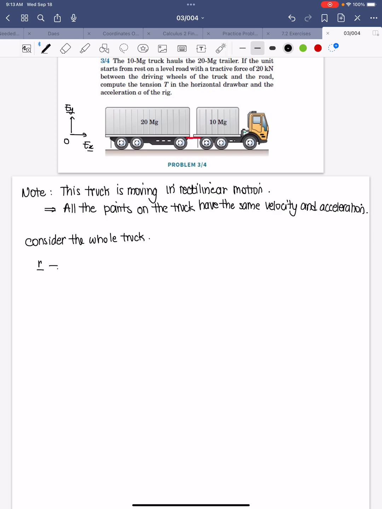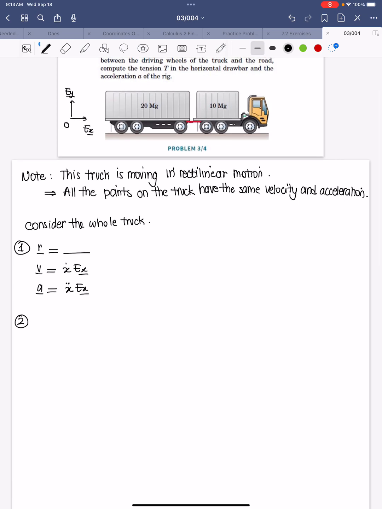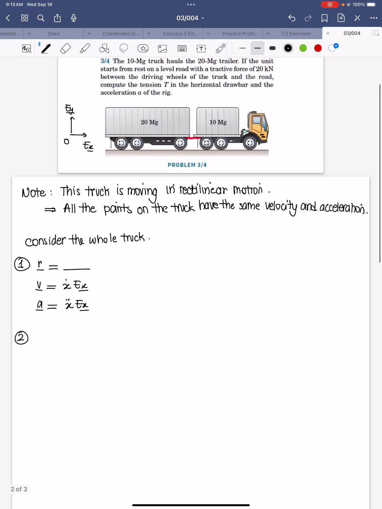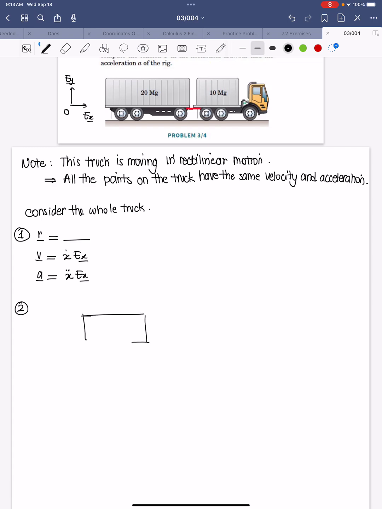We have R, well, I'm not sure, R depends on the point, but V is x dot ex, and a is x double dot ex. Okay, so this is the position, velocity, and acceleration. This is step 1. Step 2, we want to draw the free body diagram of the truck. I'm gonna draw the truck as a truck, not as a particle. But if you were to draw it as a particle, that's not a problem for now.